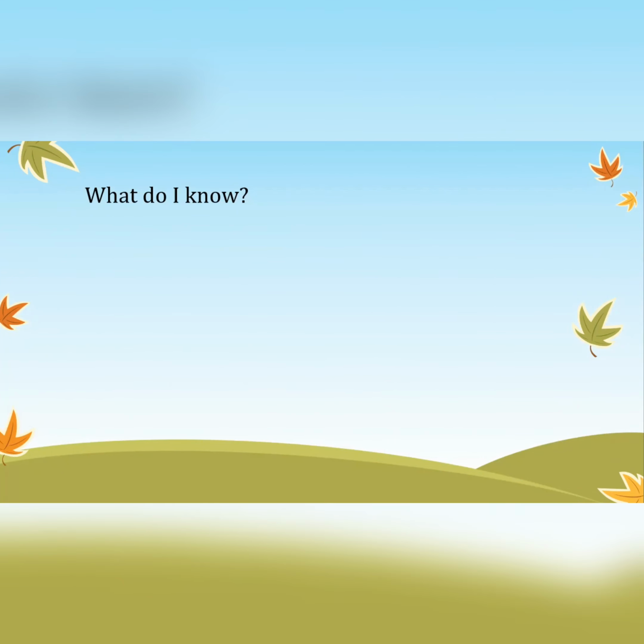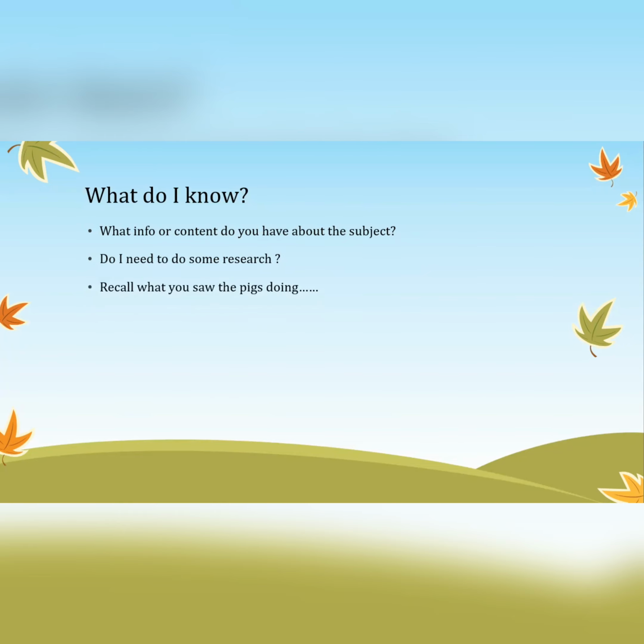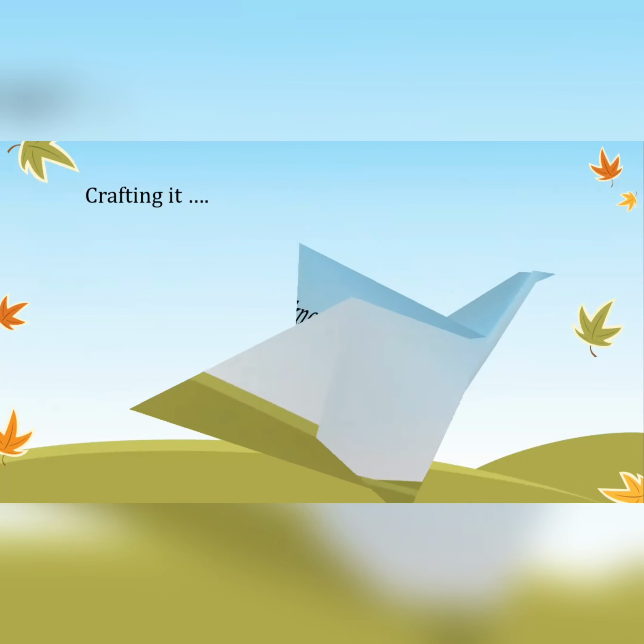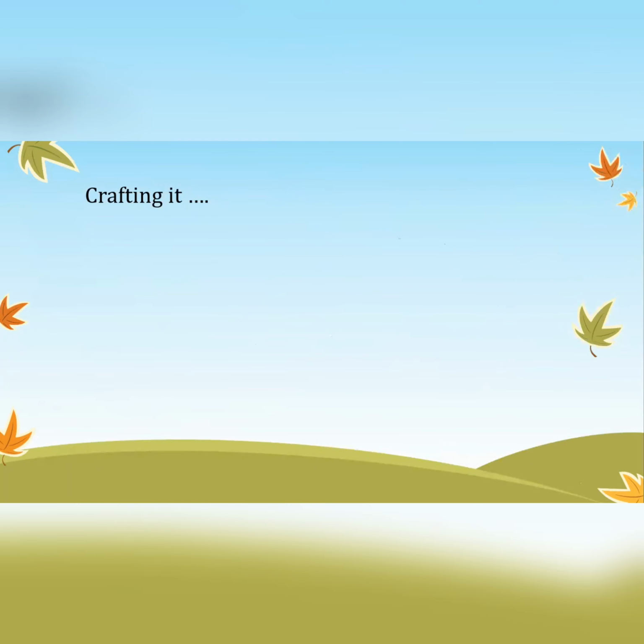So you have to be thinking about these things. So what do I know? What information content do I have on the subject, really? Do I need to do some research? Do I need to go and check further the link between the two things that I'm trying to investigate? Then, in our example, you can recall what you saw the pigs doing. The pigs were urinating by the plants. So now you may think to yourself, is there some connection between the pig's urine and plant growth? Is this the cause of the situation? So now you can craft your hypothesis.